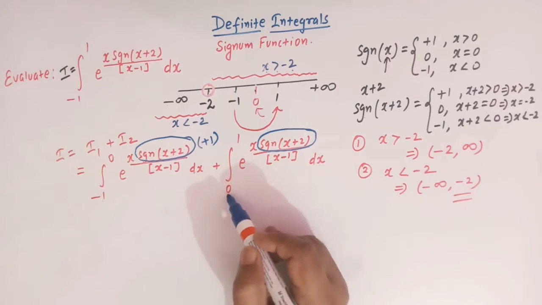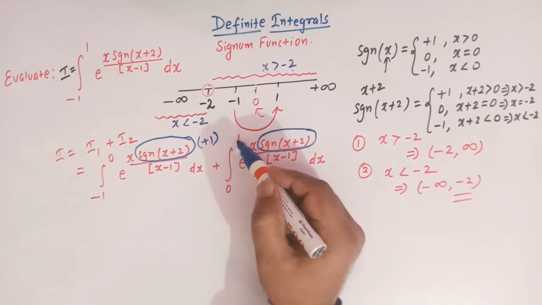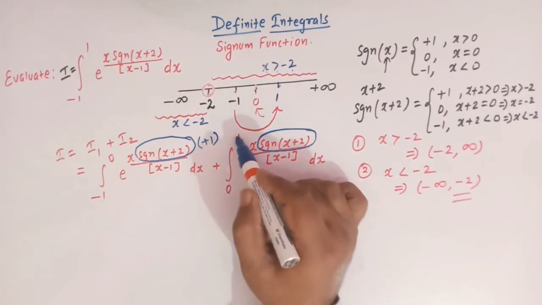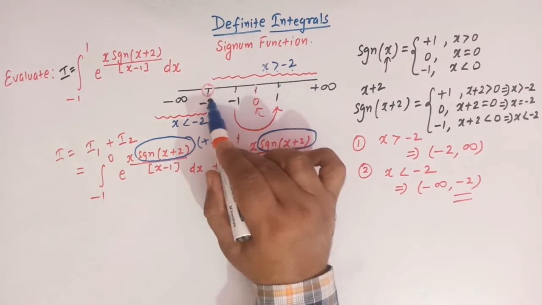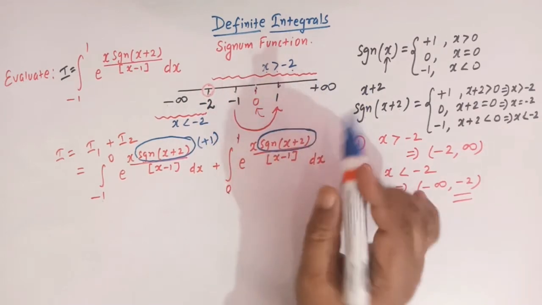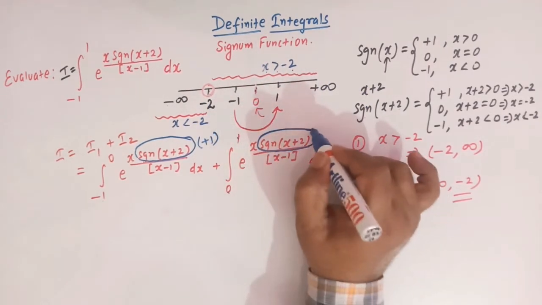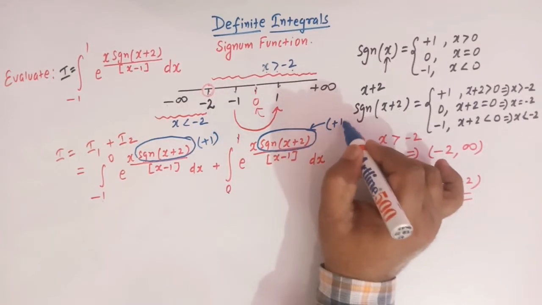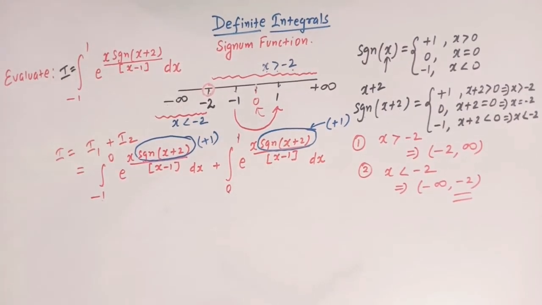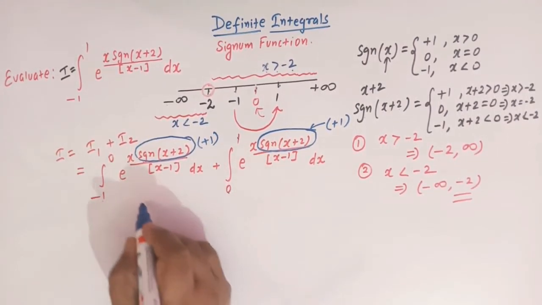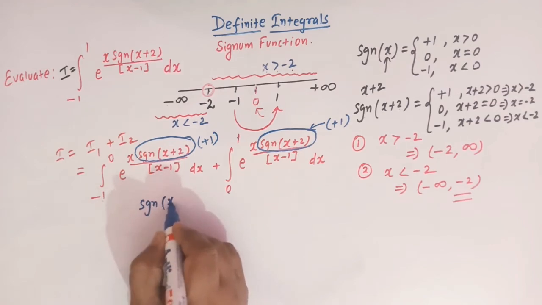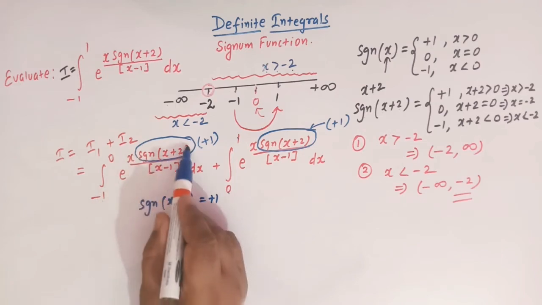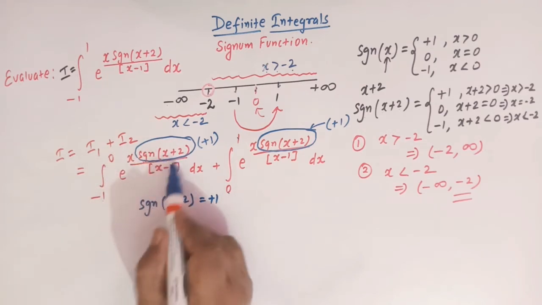And similarly when we integrate from 0 to 1, again we see that this interval falls in this interval, that is from minus 2 to infinity. So again signum of x plus 2 is having the value plus 1, right? So what we have done here, we have written signum of x plus 2 is equal to plus 1 in this integral, right?